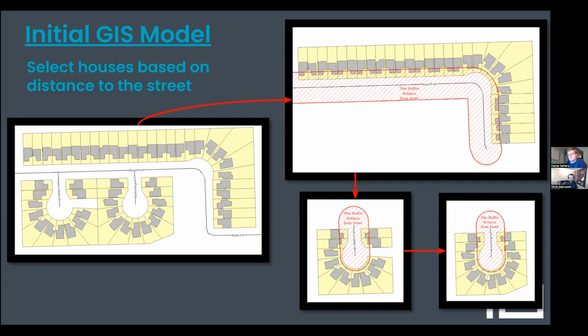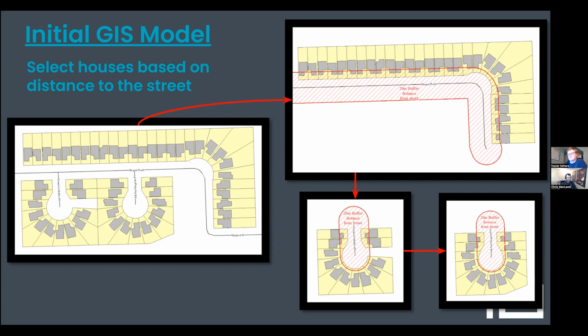And the initial model that was done in order to do that was to buffer through 5-meter intervals, starting at 20 meters usually from the street, to see whether they intersect with that building footprint. So you can see in the examples there, that red section is the 20-meter buffer distance from the street. And most of the houses are within that buffer, but there are some that aren't.